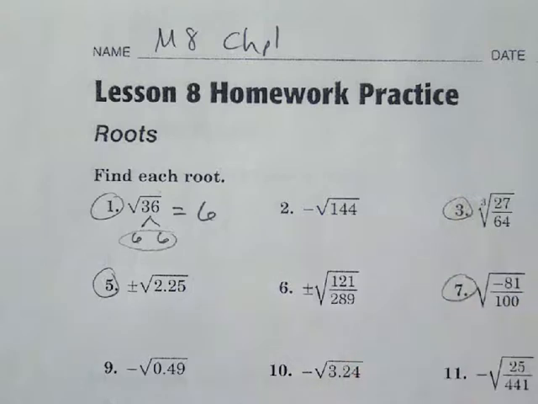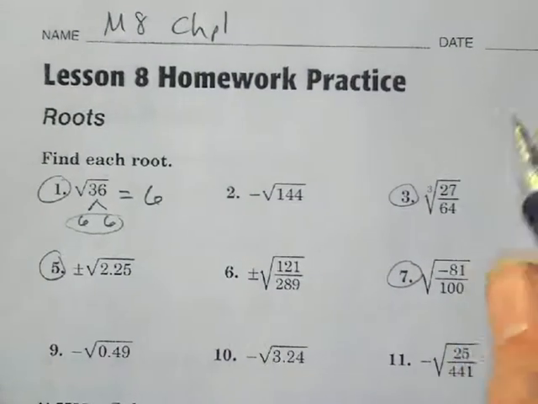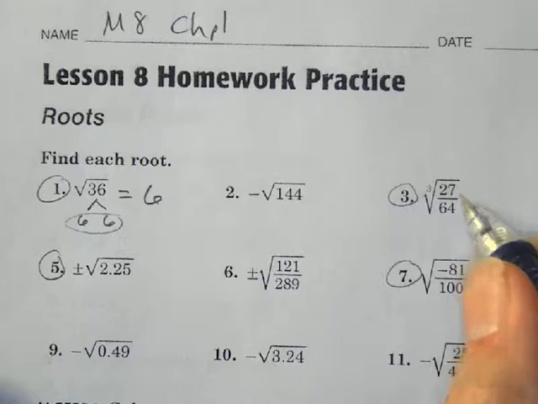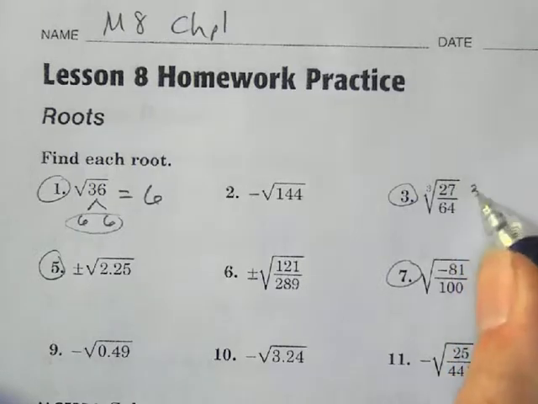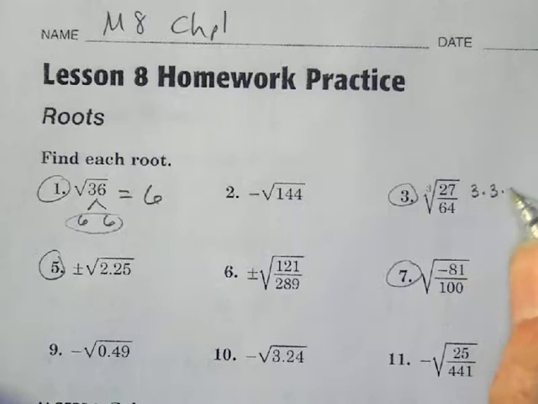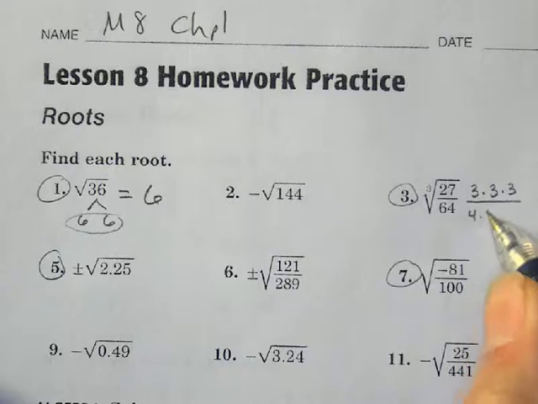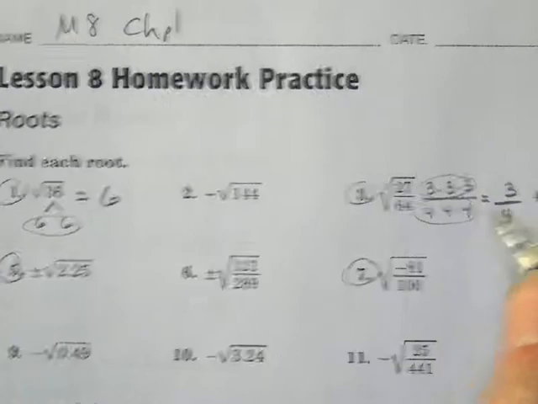On number 3, we're looking at a cube root. That means what number can I multiply by itself 3 times to get to 27? 27 happens to be the same as 3 times 3 times 3, and 64 happens to be the same as 4 times 4 times 4. So because they're in a cluster of 3 and a cluster of 3, my solution would simply be 3/4. That's the number in the top group, and that's the number inside the bottom group, 3/4.